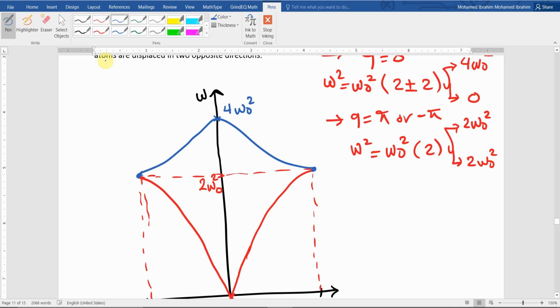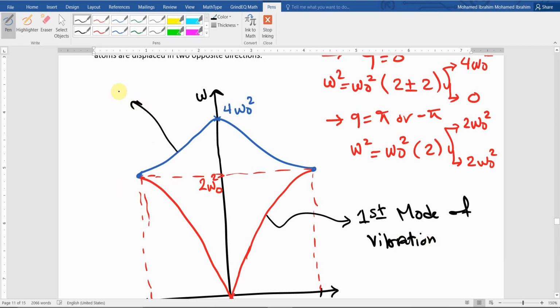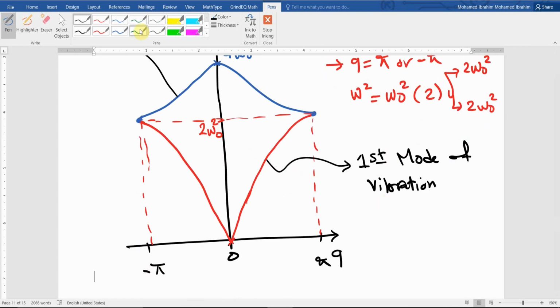So this curve is the first mode of vibration. This is in terms of vibration concepts or keywords. Here we are talking about mechanical things, right? And this is the second mode of vibration. Very simple. Make sense?